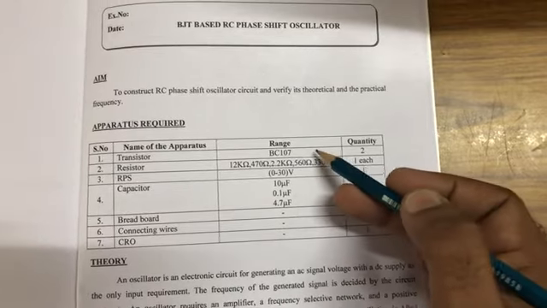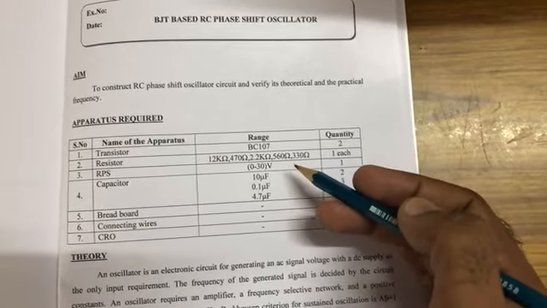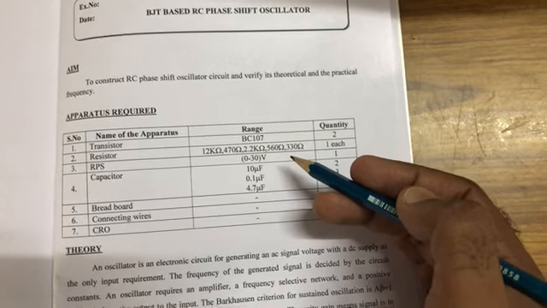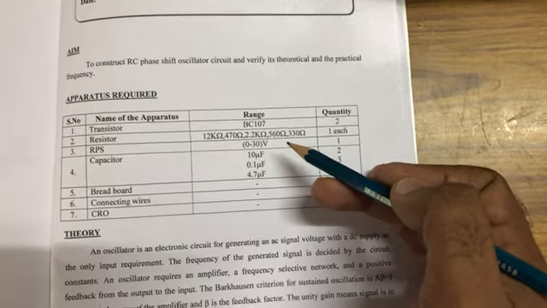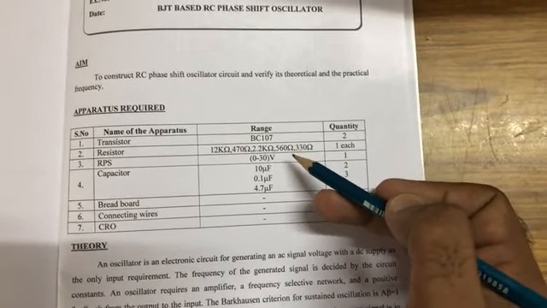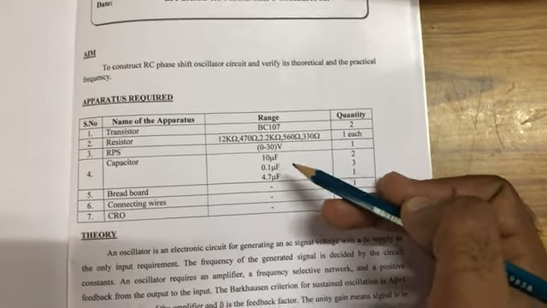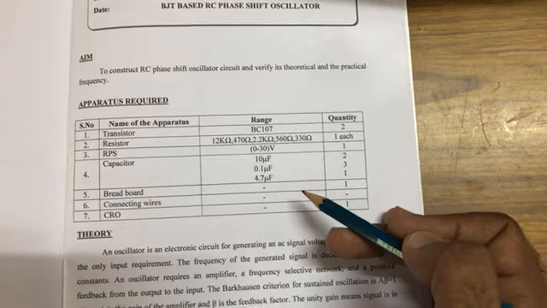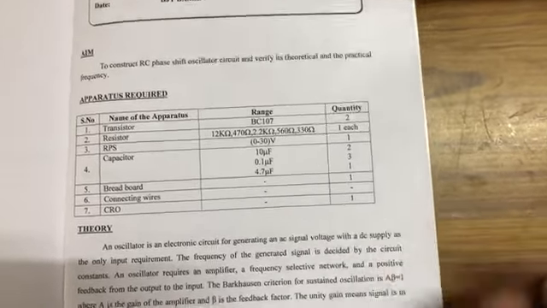So apparatus: circuit, as usual, a transistor with voltage divider bias, that is a voltage divider input with two resistors, right? Transistor and resistors, a single RPS, and capacitors for coupling, and there is a breadboard for connecting the circuit, and connecting wires, and you need a CRO for this experiment, right?